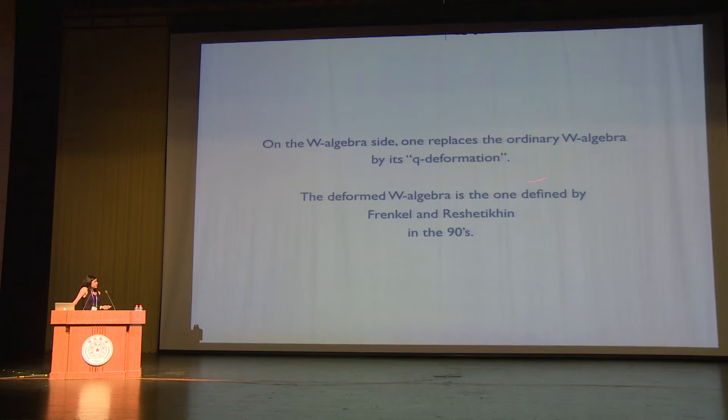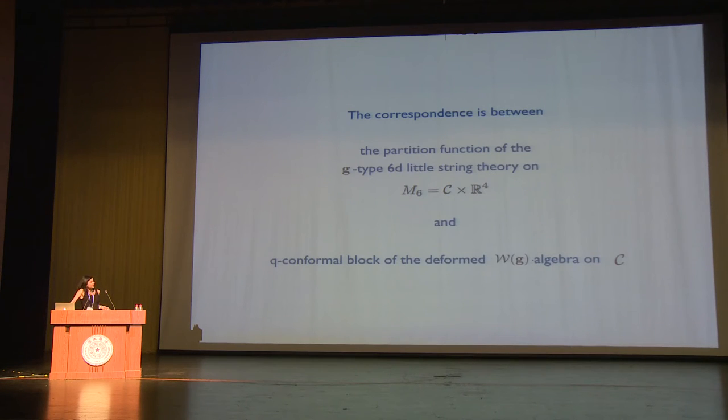On the W-algebra side, one replaces the ordinary W-algebra by its q-deformation. This W-algebra appeared earlier. It was defined by Frenkel and Reshetikhin in the 90s. The correspondence we'll find is between the partition function of G-type little string theory on C times R4 and the q-conformal block of the deformed W-algebra on C.